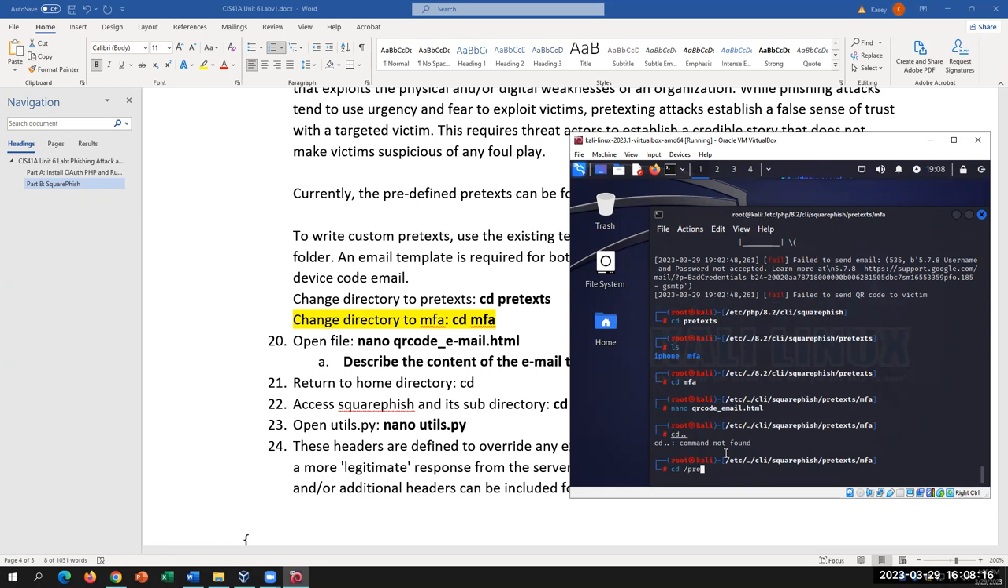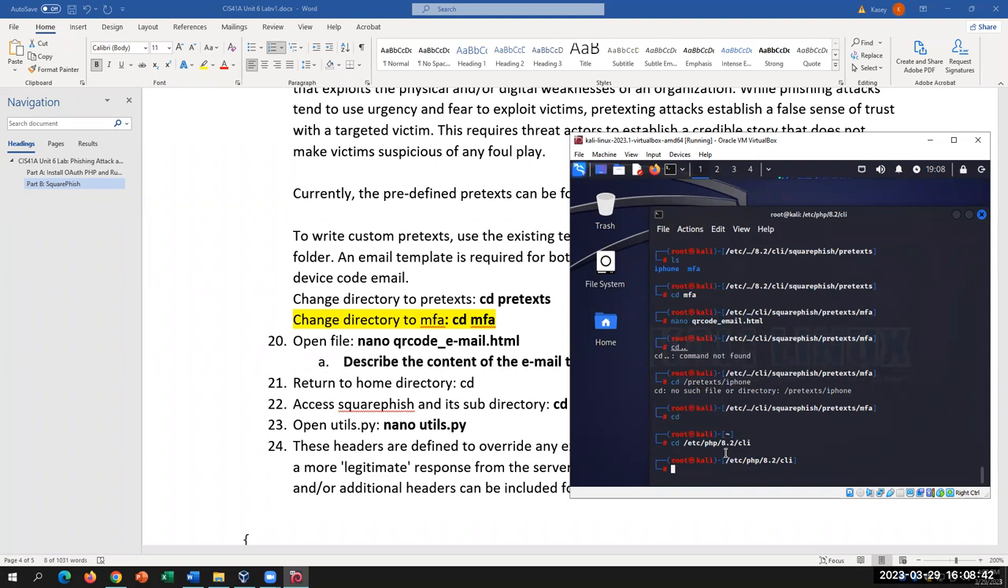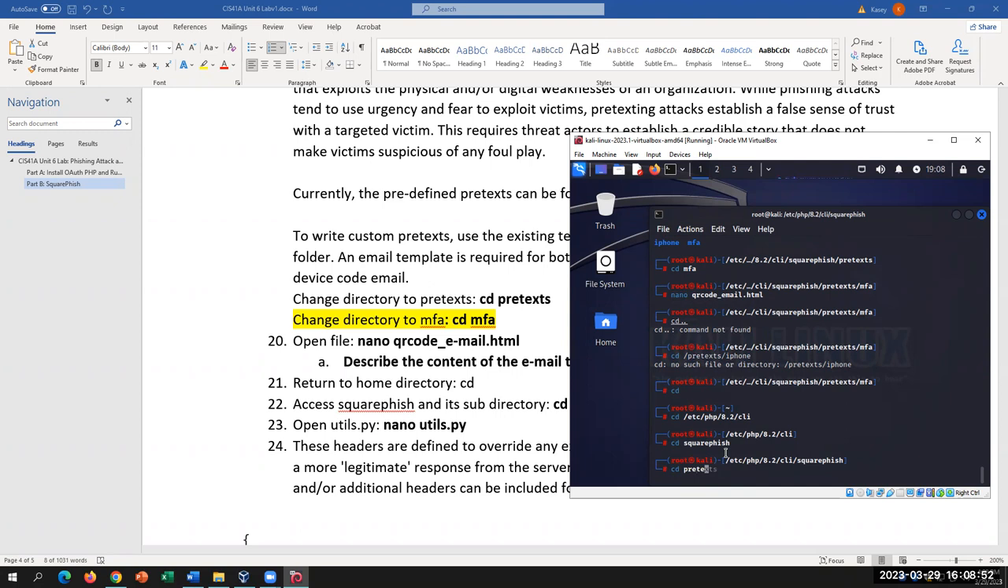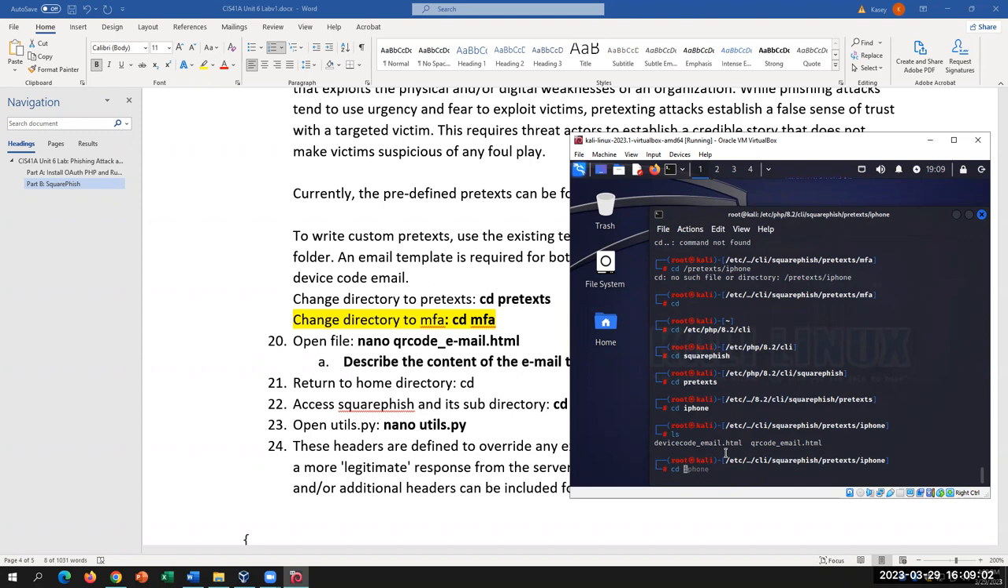Let's go to the iPhone directory. Let's see, PHP 8.2, I've got it buried all the way in, CLI. iPhone, ls, cd, nano device_email.html.